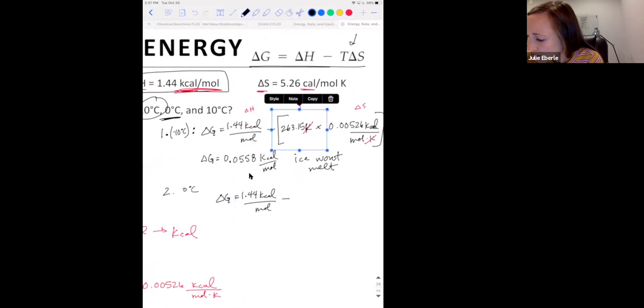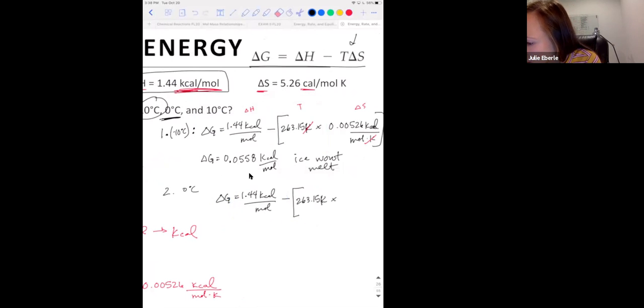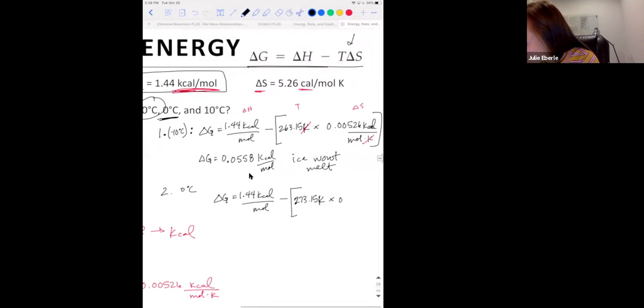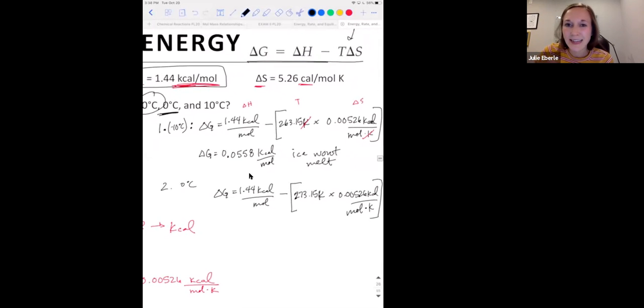But this time, when we plug in the temperature, it should be 273.15. So I'm just going to erase this one little number. It should be 273.15 times the 0.00526 kcal per mole Kelvin. This is kcal over here on the very edge. Sorry, it's kind of smushed. So literally exact same equation, exact same delta S, exact same delta H. Your temperature has just increased.